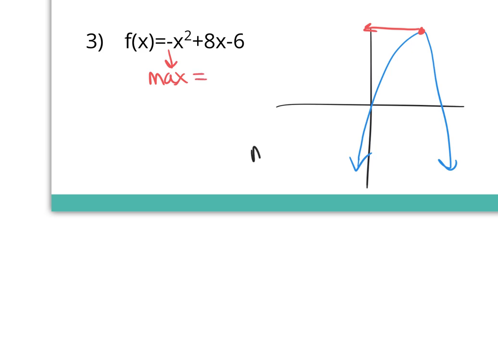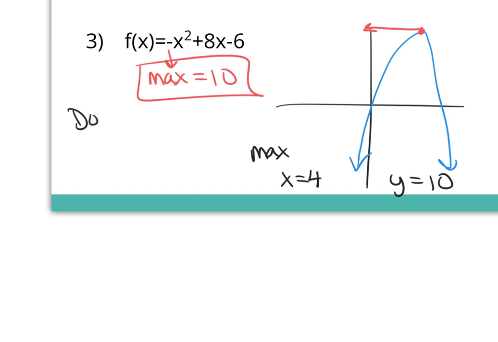This max value, let's find it. So when you go through that process, whatever you have, TI or Casio, when you hit your max, it should be 4, 10. 4 for our x value, 10 for our y value. So which one of those is our actual max value? 10, yep. Domain, what do we say?